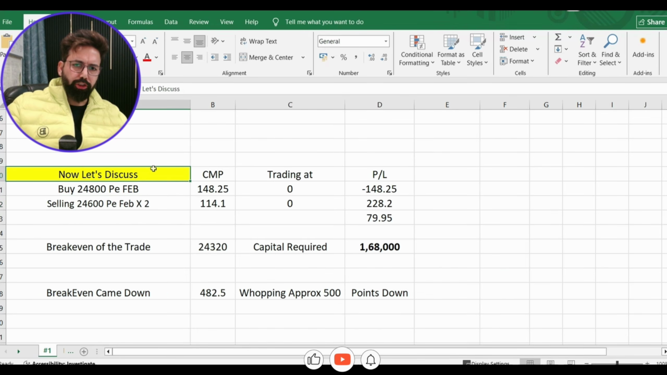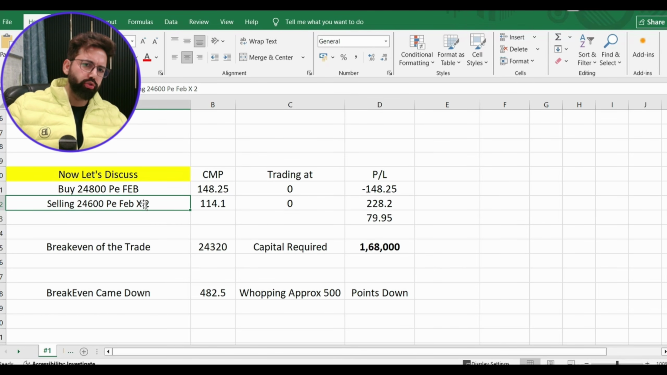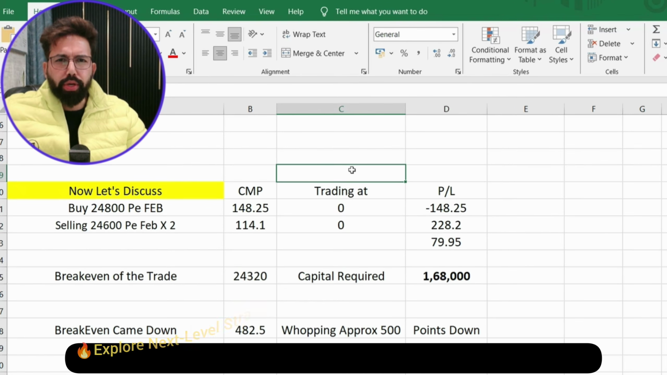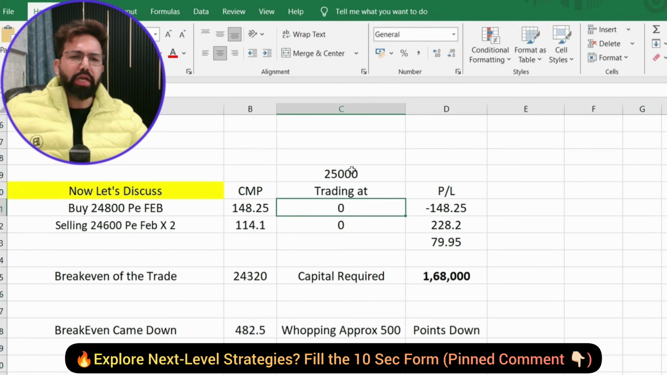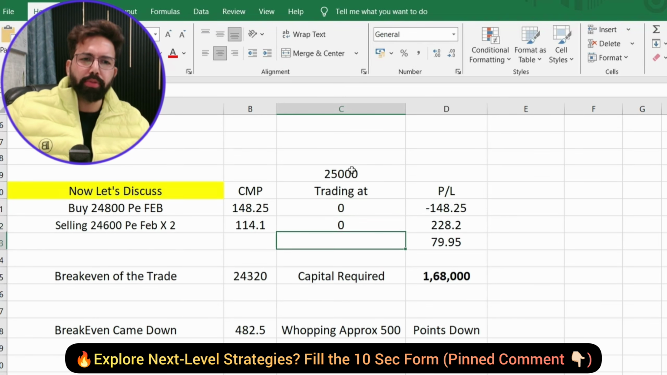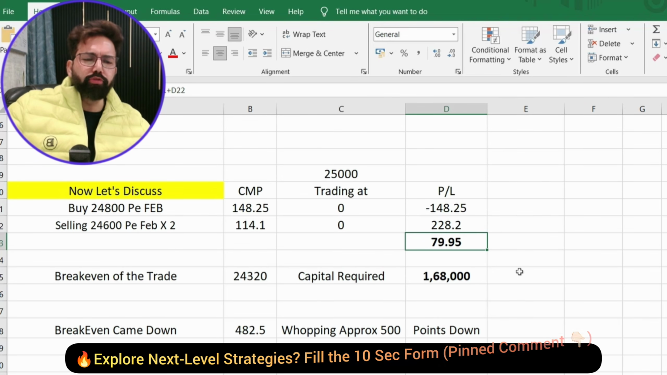So now let's discuss. Same everything, same margin, approximately 168. We bought the put, we sold two puts. Now let's put one and one together. Suppose the market expires at 25,000 approximately, obviously out of the money puts become, what do they become? You know it, it becomes worthless, so approximately zero. In that situation, we gain whatever the credit is. In this situation it is 80 points. I'm going to tell you how to improve your credit as I move along.